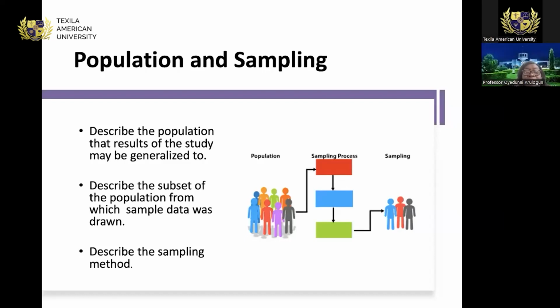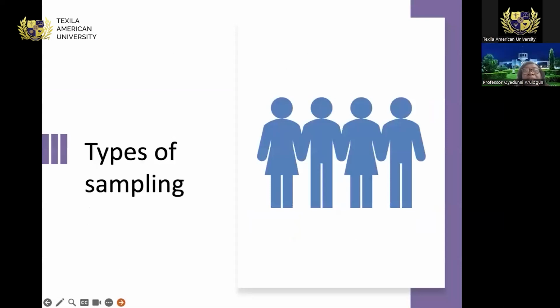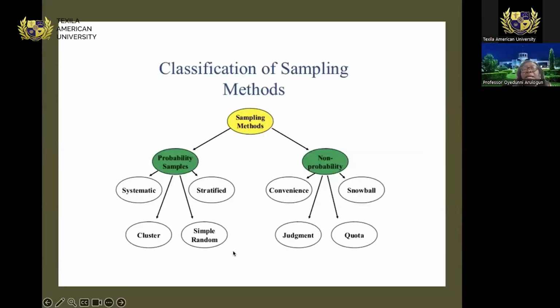You have to describe the method that is used. Now, we're going to quickly look at the difference in sampling. There are two major types of sampling: probability sampling and non-probability sampling.